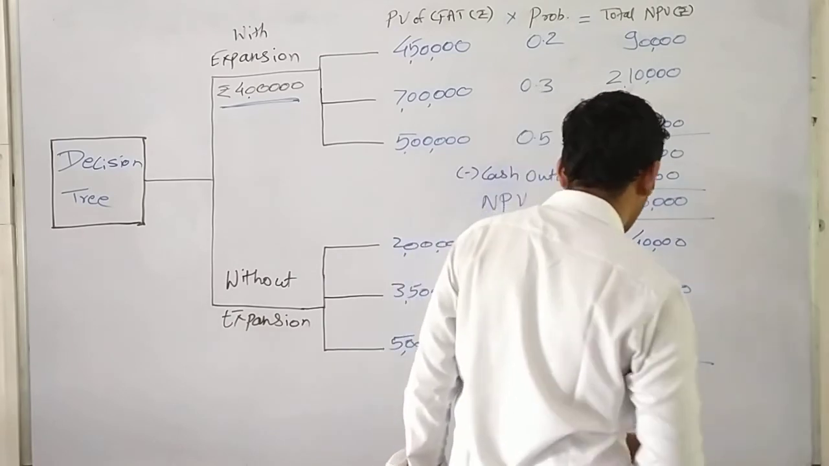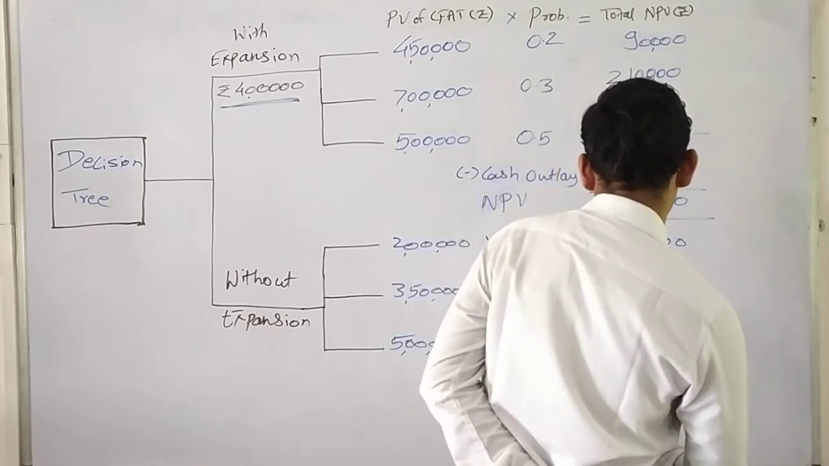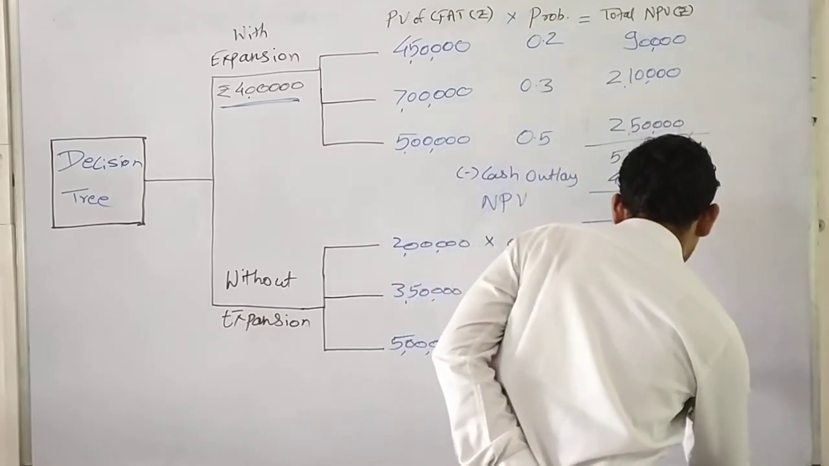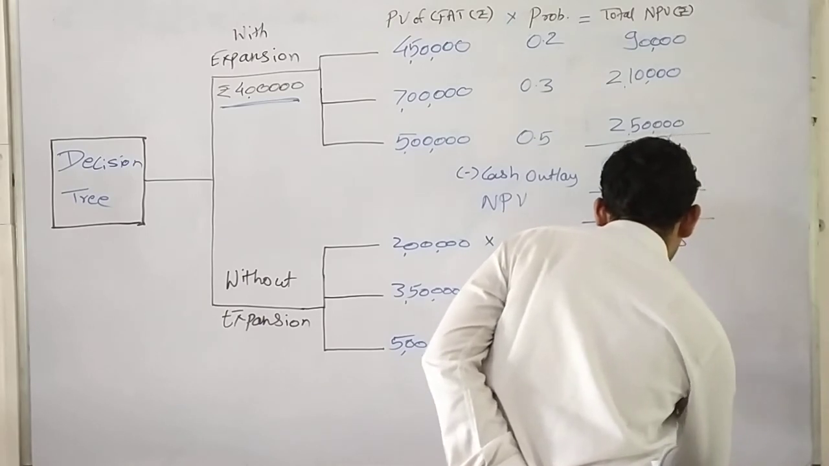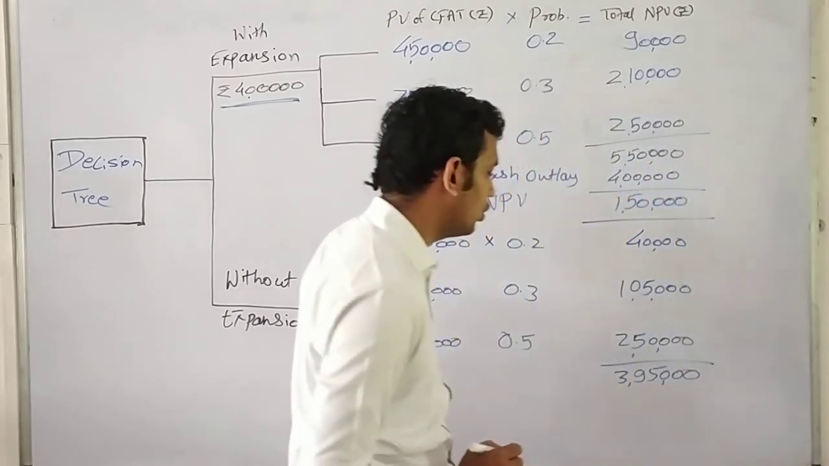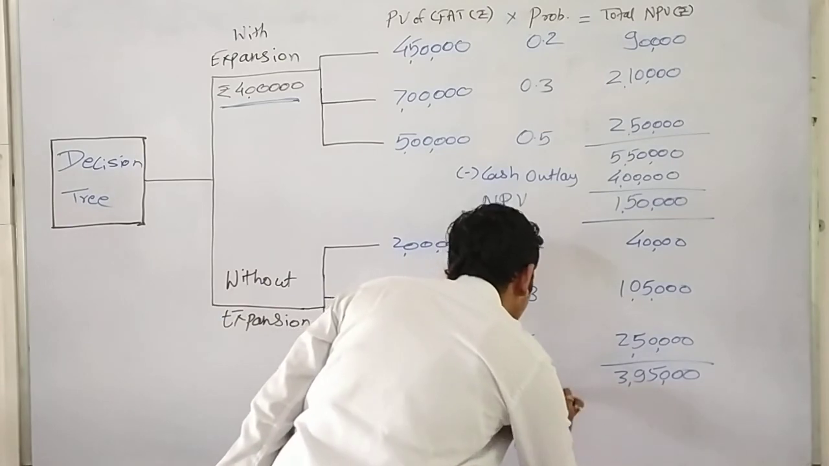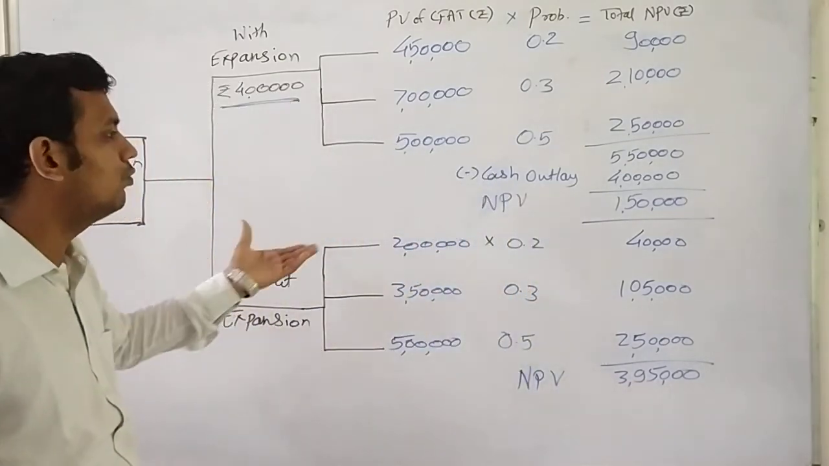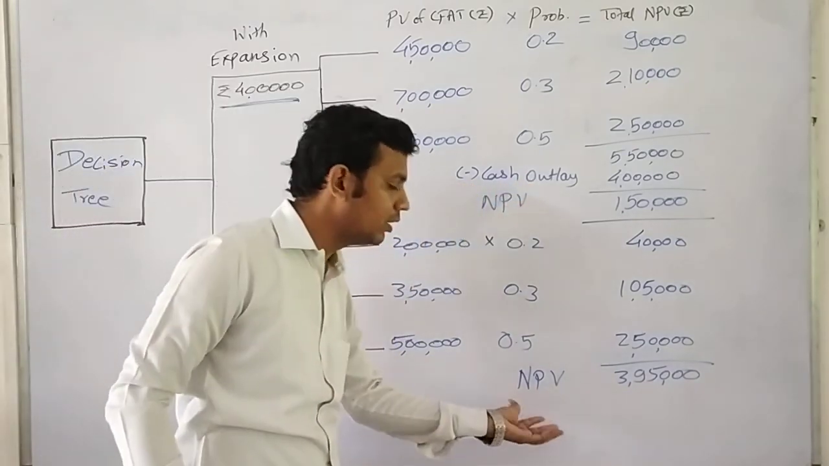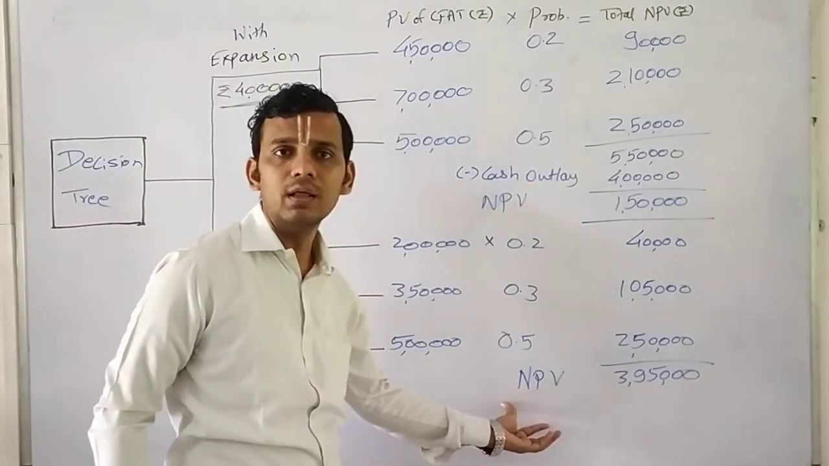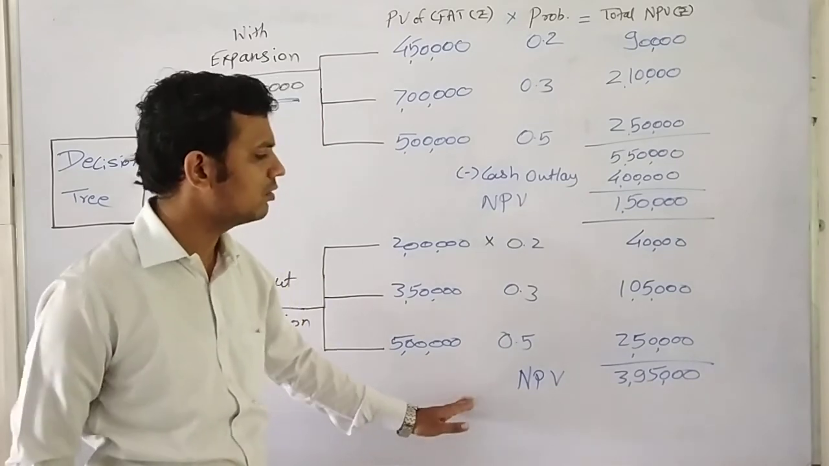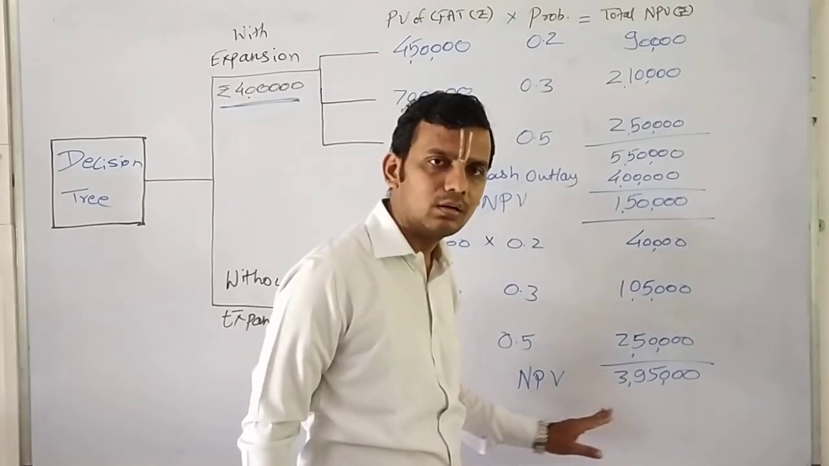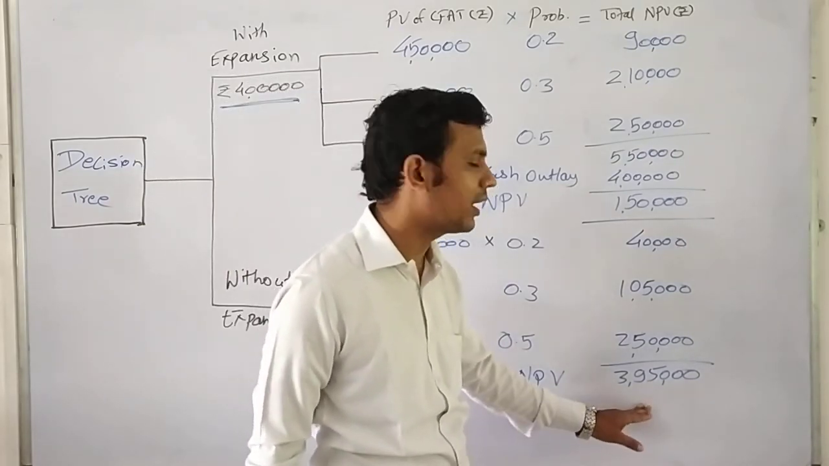We have to make up the total. The total is 3,95,000, our total NPV for without expansion. Remember one thing, as we are not going for expansion, there would not be any kind of cash outlay or cash outflow here. That is why we don't have to deduct anything. This answer is our direct answer of net present value, that is 3,95,000.